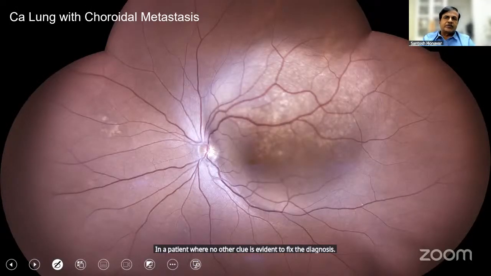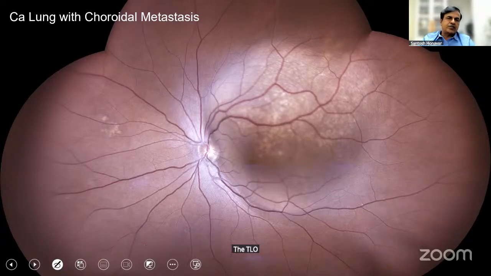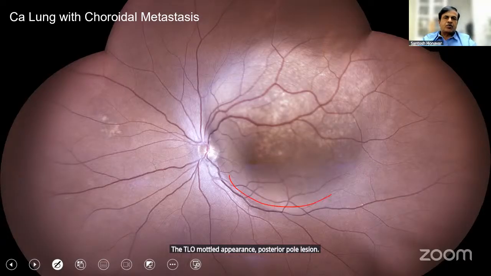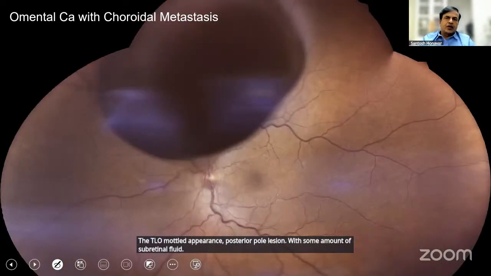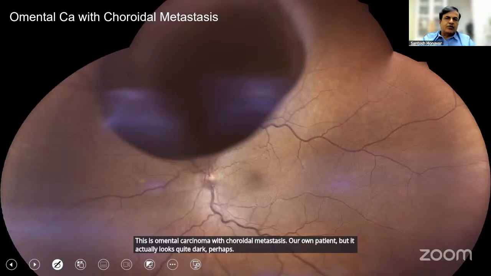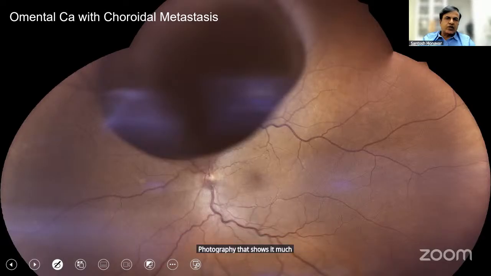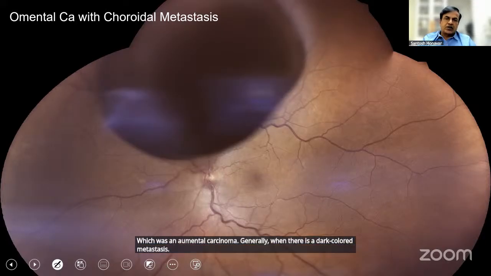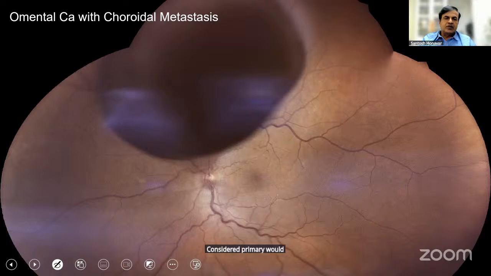This is a patient with CA lung with choroidal metastasis. You can see the dirty yellow mottled appearance, a posterior pole lesion with some amount of subretinal fluid. This is omental carcinoma with choroidal metastasis, our own patient, where it actually looks quite dark. Perhaps the photography shows it much darker than what it is, but it was a darker colored lesion. Generally, when there is a dark colored metastasis, the considered primary would be a cutaneous melanoma, but cutaneous melanoma typically produces retinal metastasis and not choroidal metastasis.